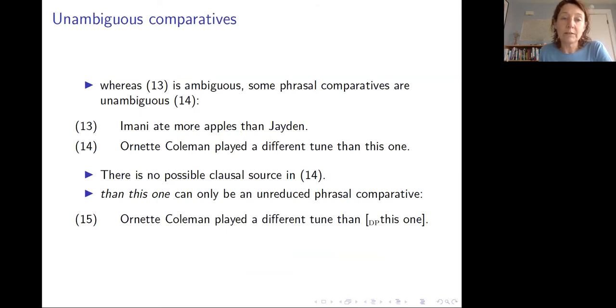Whereas 13, then Jaden, is ambiguous, some phrasal comparatives are unambiguous, as we see in 14. Ornette Coleman played a different tune than this one. There is no possible clausal source in 14. Then this one can therefore only be an unreduced phrasal comparative with the parse in 15. Ornette Coleman played a different tune than this one.